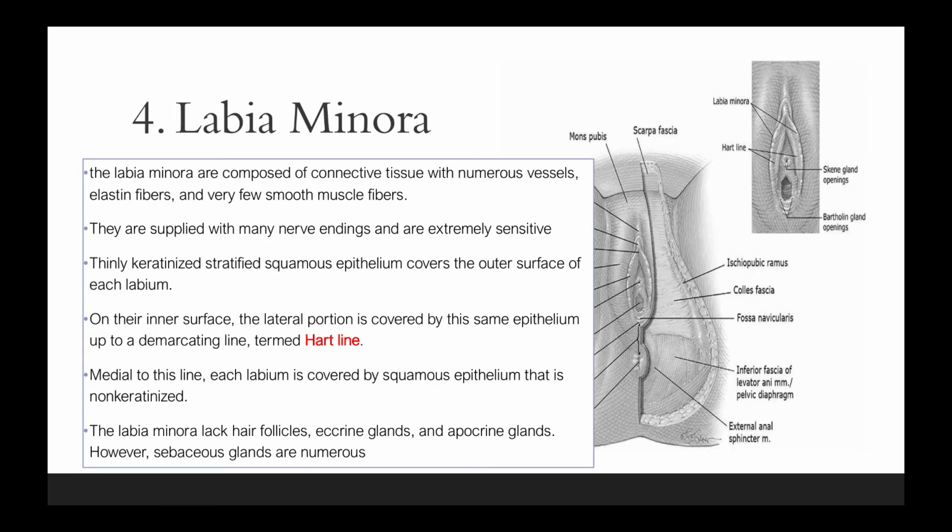The labia minora are composed of connective tissue with numerous vessels, elastin fibers, and very few smooth muscle fibers. They are supplied with many nerve endings and are very sensitive. Thinly keratinized stratified squamous epithelium covers the outer surface of each labium. On their inner surface, the lateral portion is covered by the same epithelium up to a demarcating line, which we call the Hart line. This one. Medial to this line, each labium is covered by squamous epithelium that is non-keratinized. The labia minora lacks hair follicles, eccrine glands, and apocrine glands. However, sebaceous glands are very numerous.